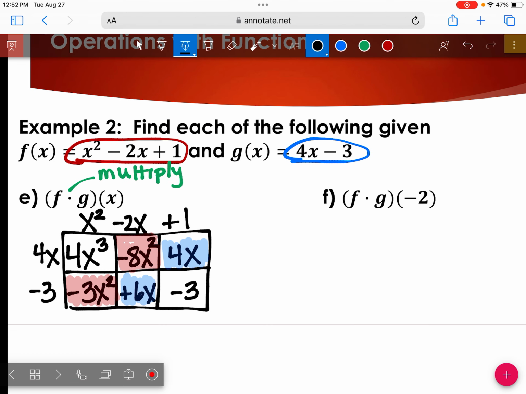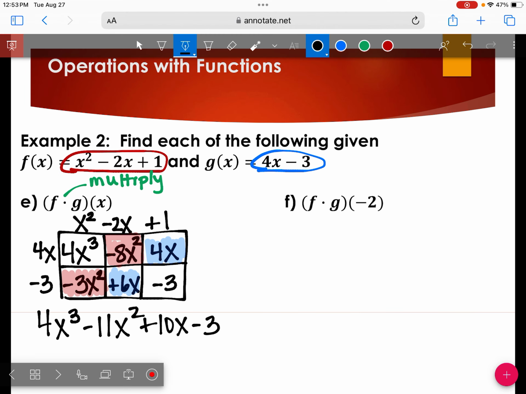So my final answer for part E would be 4x cubed. And what do you get when you add these two squares together? Negative 3x squared and negative 8x squared. Minus 11x squared. And then when we add our x's, 6x and 4x, 10x. And then we have our minus 3. This is our answer to part E.